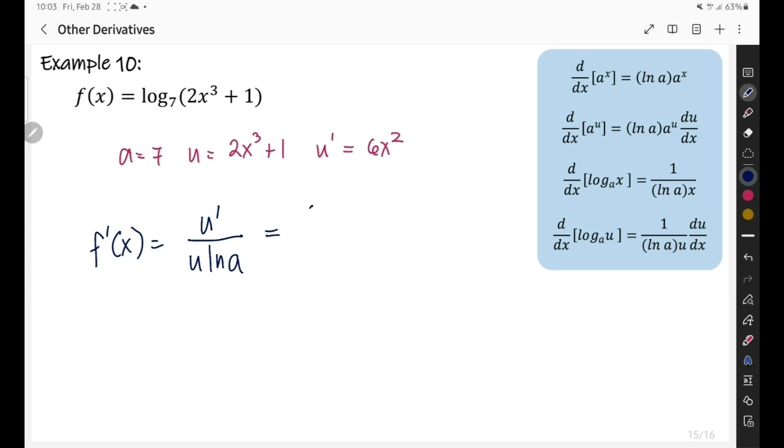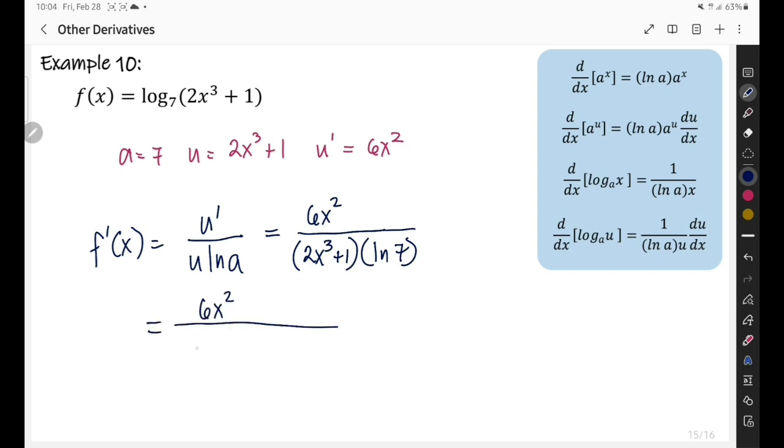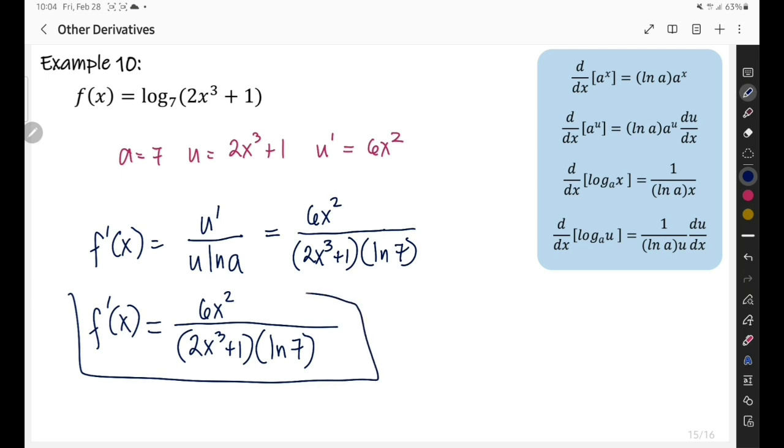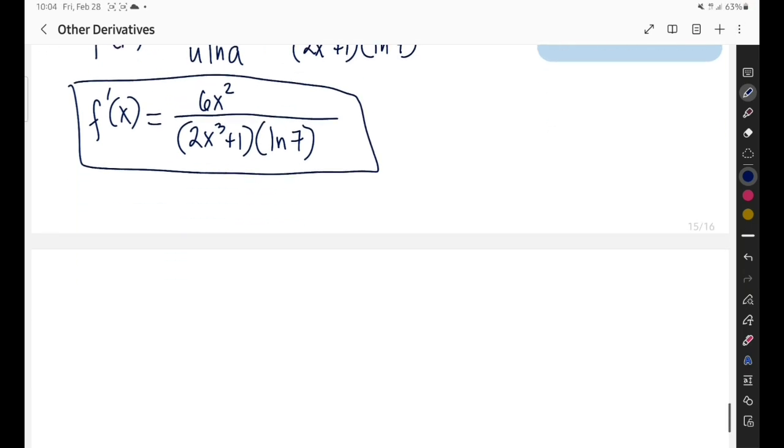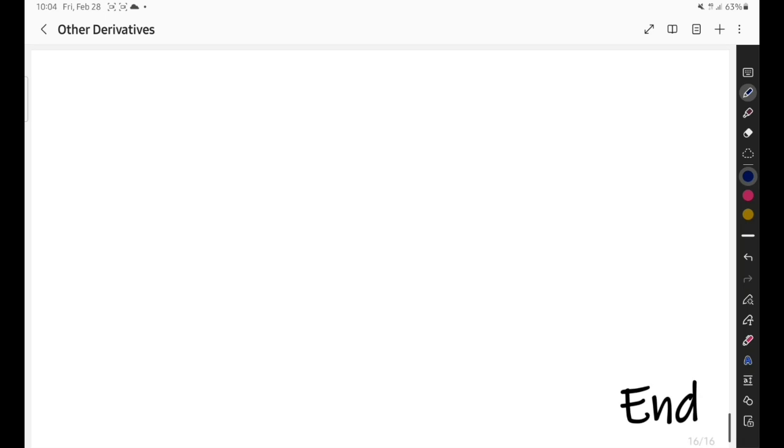So u prime, we have 6x squared over u, which is 2x cubed plus 1. Put it inside the parentheses, and then you have ln of 7. Okay. That's it. And that's the end of this lesson.